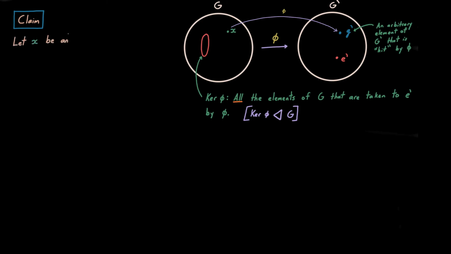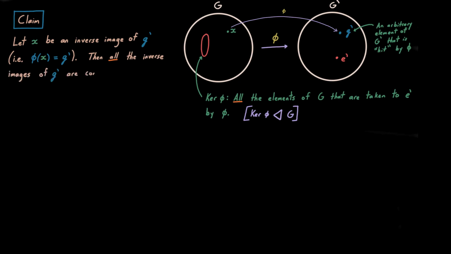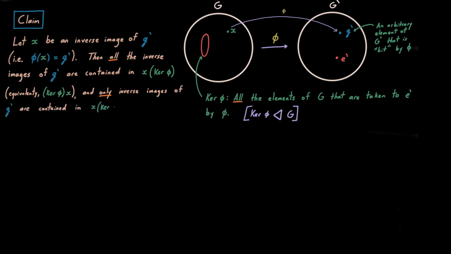Let x be an inverse image of g'. So basically what we were saying earlier. It's just an element that gets mapped from G to that lowercase g'. The claim here is that all the inverse images of g' are contained in the set x times the kernel of phi. Or equivalently the kernel times x, because again, the kernel is a normal subgroup. And secondly, only inverse images of g' are contained in that green set, x times the kernel of phi.